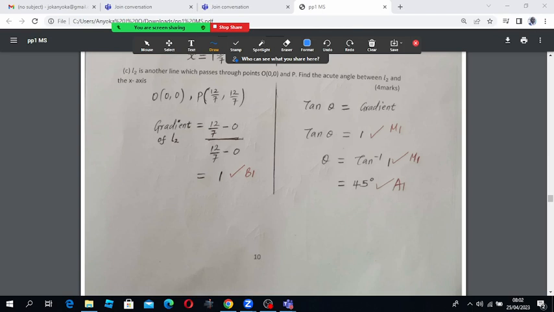L2 is another line which passes through 0,0 and P. Find the acute angle between L2 and the x-axis.